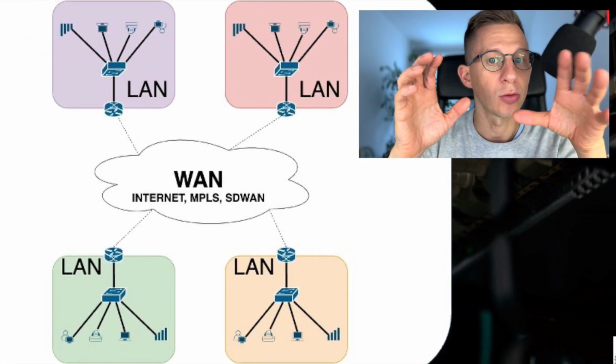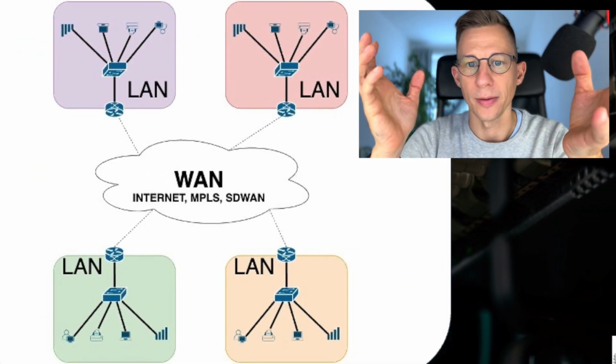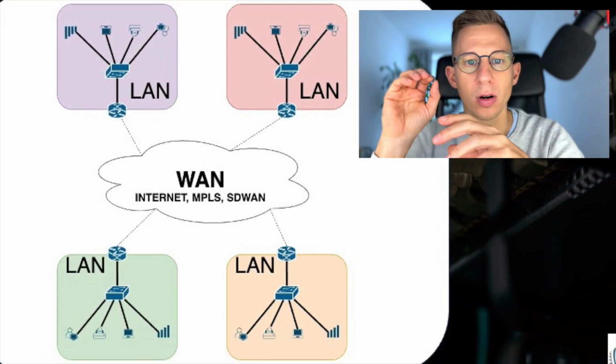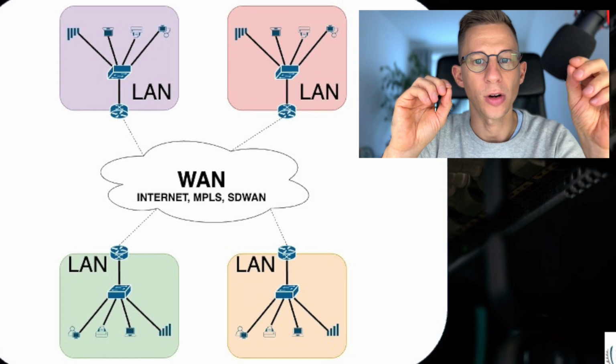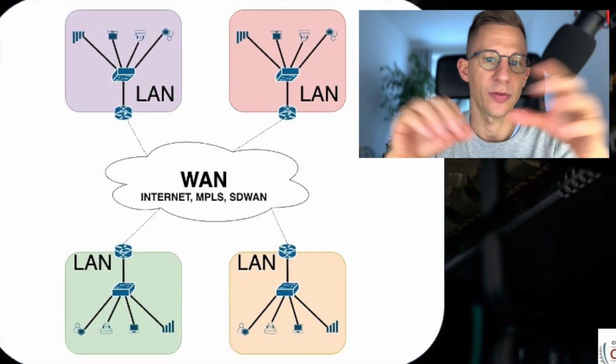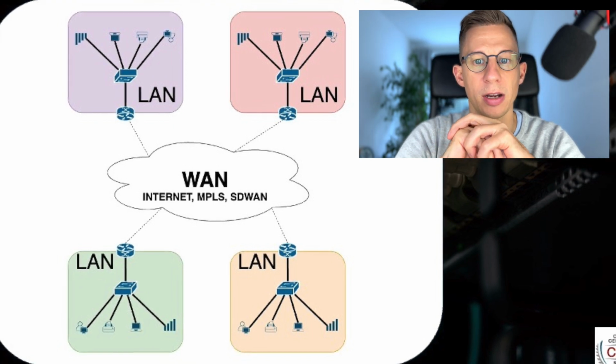Now let's zoom out to wide area networks, or WAN, where the scope is global. WAN connects LANs over large distances, creating a connected web we know as the internet. The World Wide Web itself is a prime example of a wide area network.